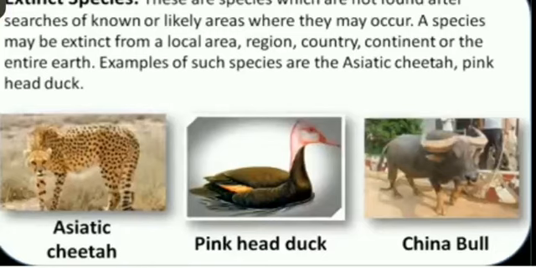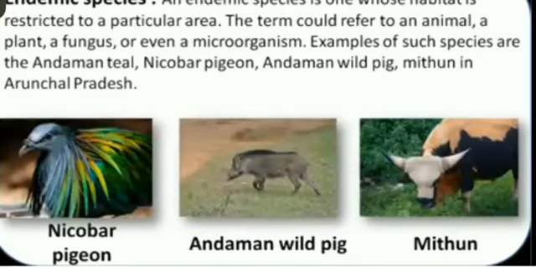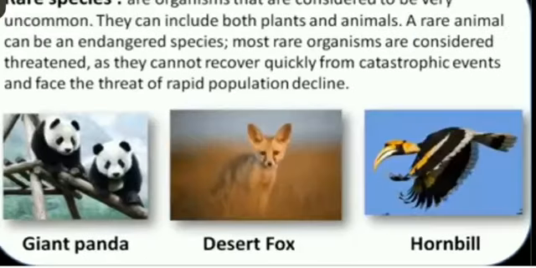Extinct are those species which are not found after searches of known or likely areas where they may occur. So they have disappeared from the environment, from our universe, such as the Asiatic cheetah, pink-headed duck. Endemic species are those species which inhabit a particular area or are restricted to a particular area. So they represent that area. For example, Andaman teal, Nicobar pigeon, Mithun in Arunachal Pradesh.